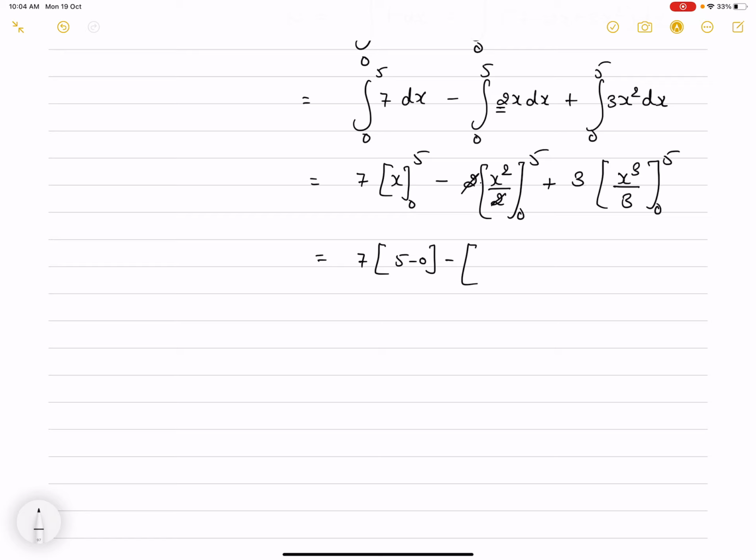The upper limit 5, its square will be 25, minus 0, plus 3 divided by 3, 125 minus 0. We will get 35 minus 25 plus 125, and we will get 135. This much joule. So this is how you calculate the work done by a variable force.